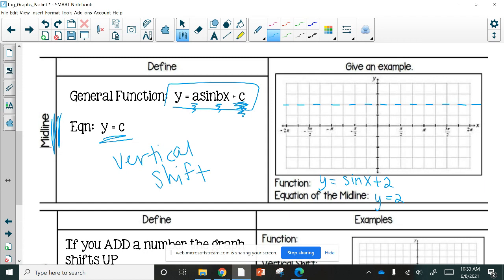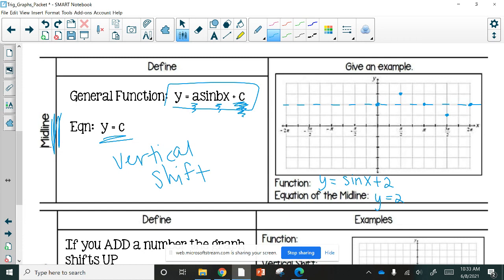That's where you start. And that's from that midline is where you go up to your maximum and down to your minimum. So sine usually starts at 0. But now it's starting at 2 because our midline is 2. And then it usually goes up to 1. Well, if we're already starting at 2, it's going to go up 1 to 3. It has a maximum of 3 now. And it goes back to our midline of 2. It has a minimum of 1. And then goes back to our midline of 2.